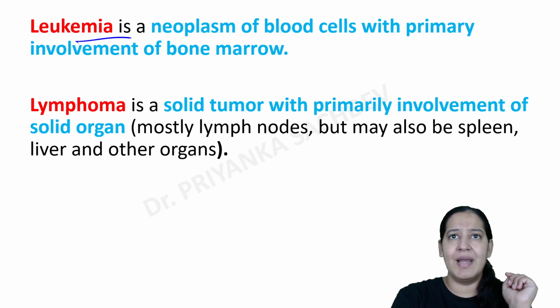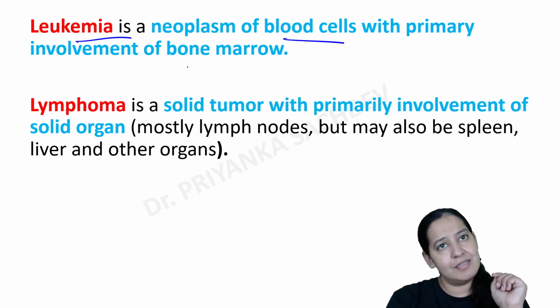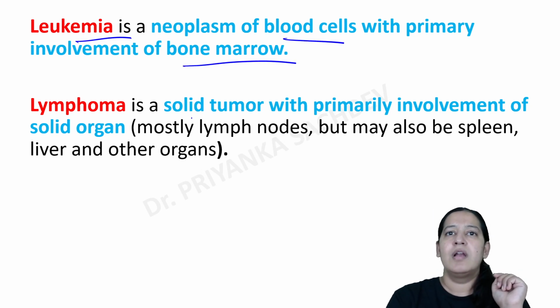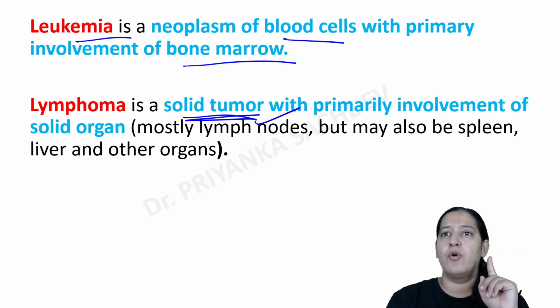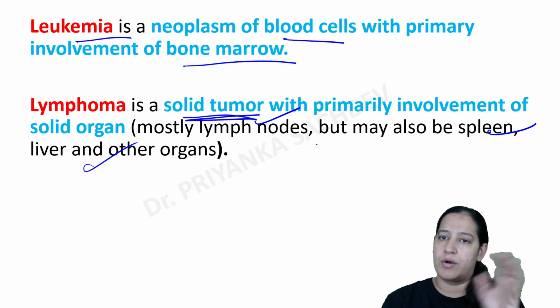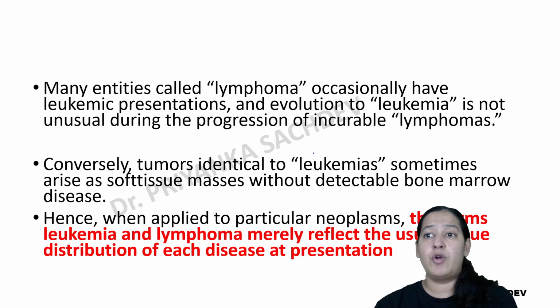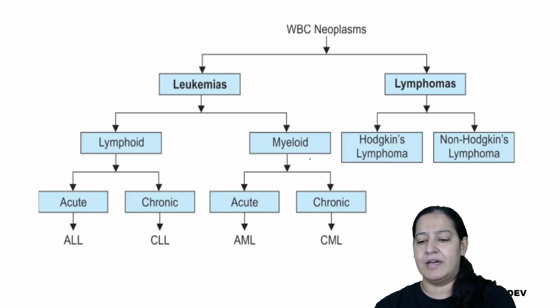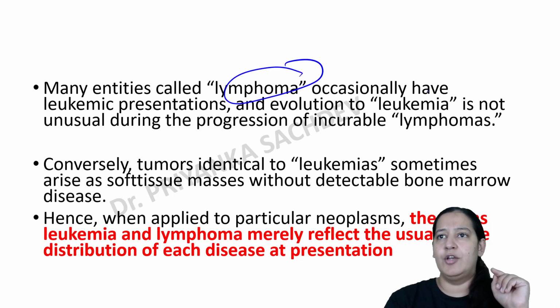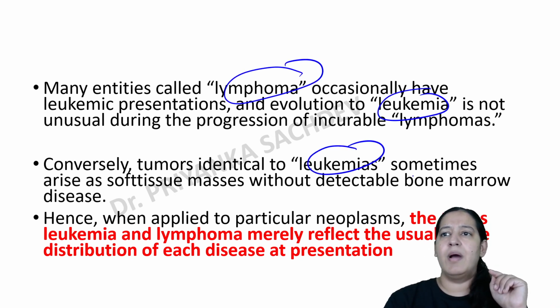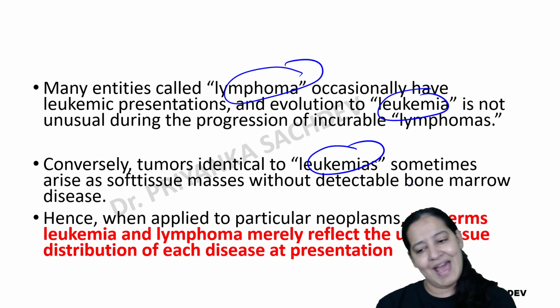So leukemia is a malignancy of blood cells. There is primary involvement of the bone marrow. Lymphoma is a solid tumor with primary involvement of some solid organ: lymph nodes, spleen, liver, or other organs can be there. Tonsils can be there. Anything can be there. So leukemia can lead to lymphoma, and lymphoma can lead to leukemia. Both things can happen. Done.